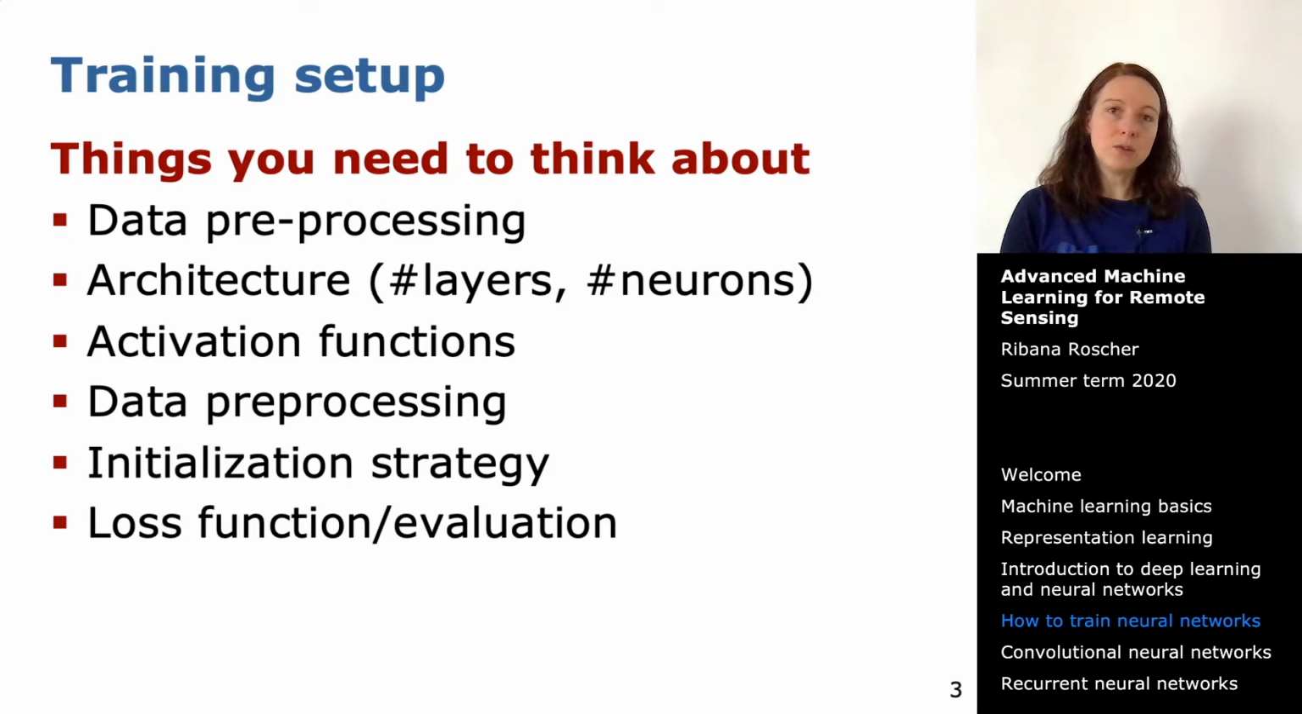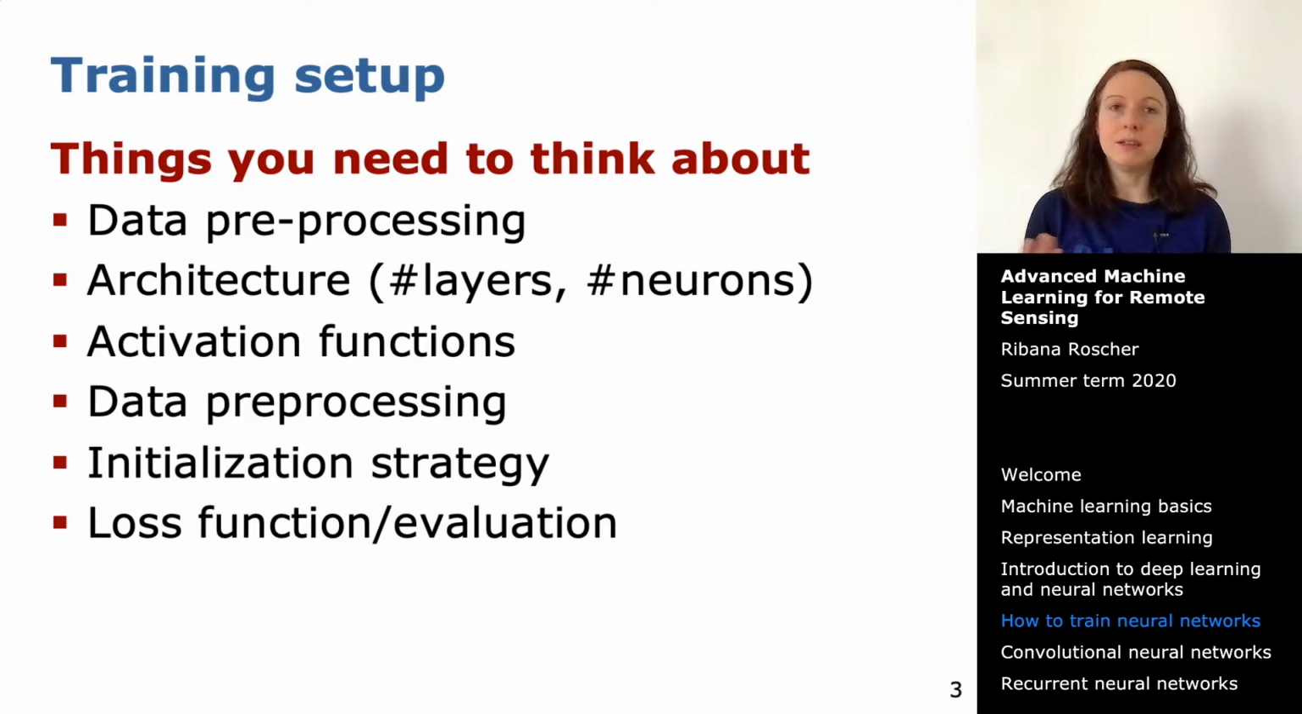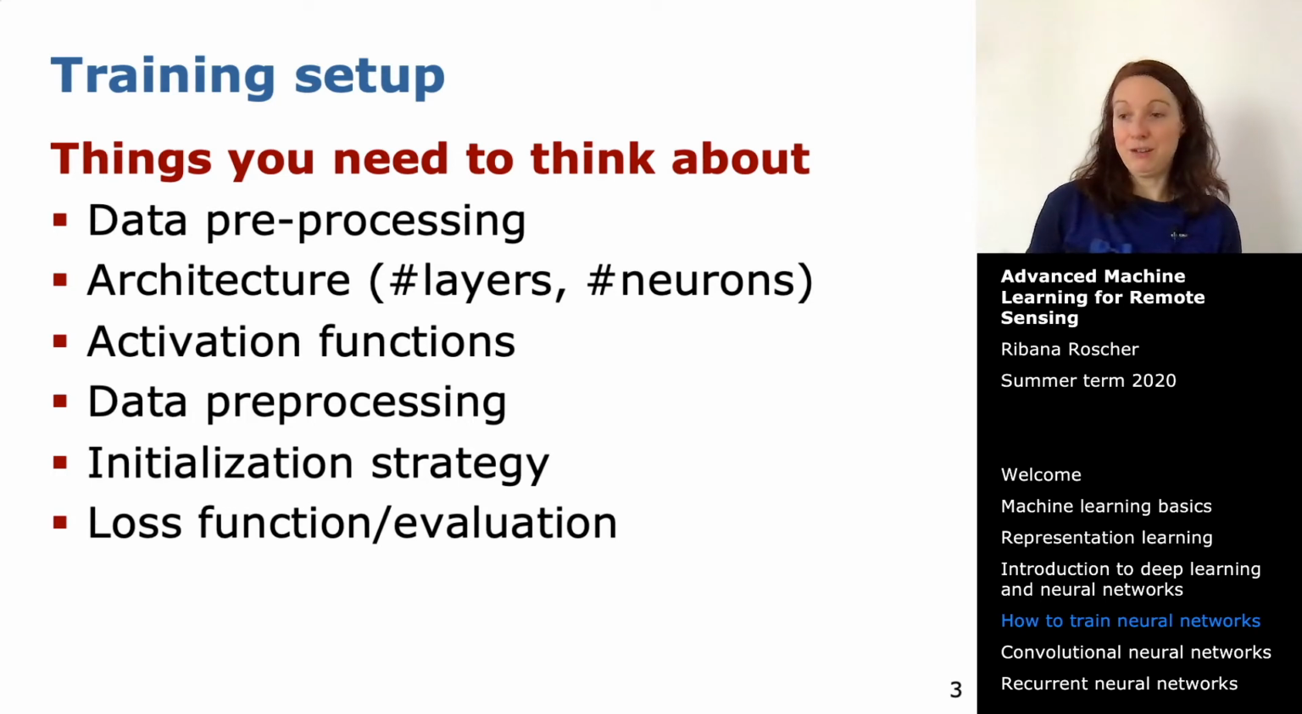The initialization strategy, that means how you can initialize the weights in the neural network, because you have a lot of parameters and somewhere you need to start. And we were talking about the loss landscape, and depending on the initialization of your parameter set, you start somewhere in this loss landscape. And of course you want to start somewhere which is good and close to some optimum. And also you need to think about the loss function and evaluation strategies.